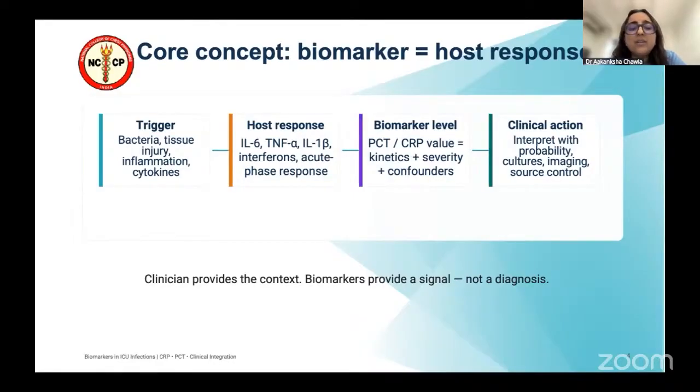This host inflammatory response can be triggered because of bacterial infection, because of injury, because of inflammation. What will this do? This will cause a host response and release of cytokines. It is because of this host response in the acute phase which causes these biomarkers to rise, your procalcitonin and your CRP. So, when you clinically correlate this with the clinical presentation, the cultures, the imaging, that is when these biomarkers actually give you a signal. So never use them isolated.